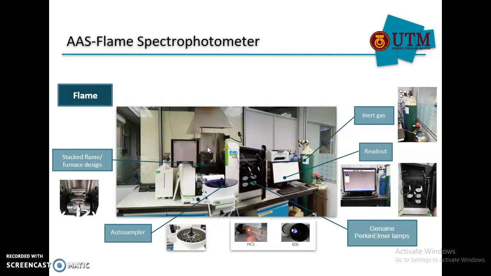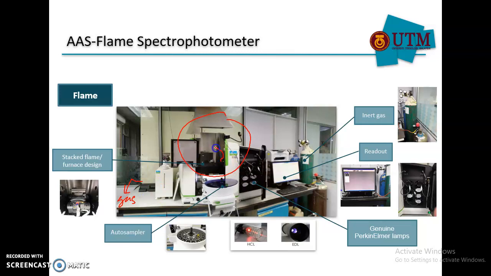So this is the flame chamber. There is actually a gas down here. The gas is different from what we use in daily life. We can even use acetylene gas and so on, so that it can give you a flame that is high enough for atomization. The temperature is usually more than 1000 degrees C.